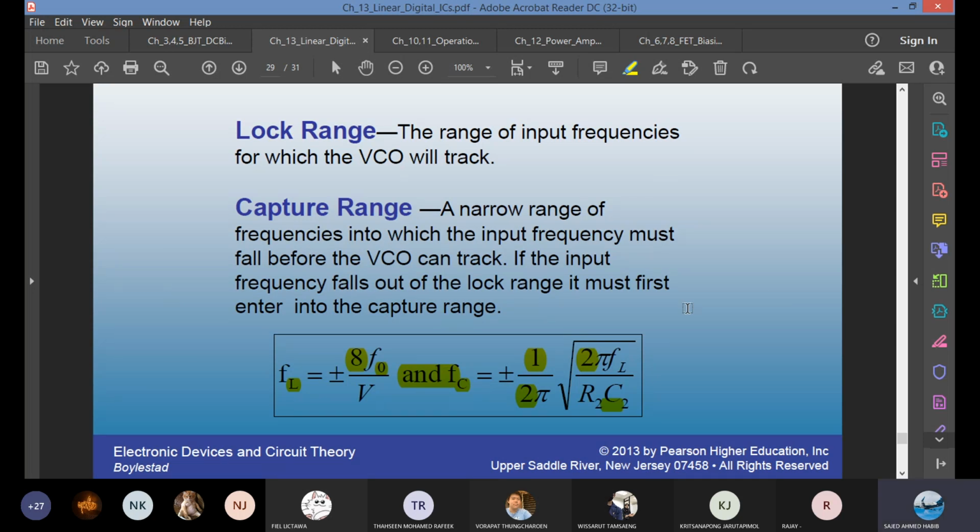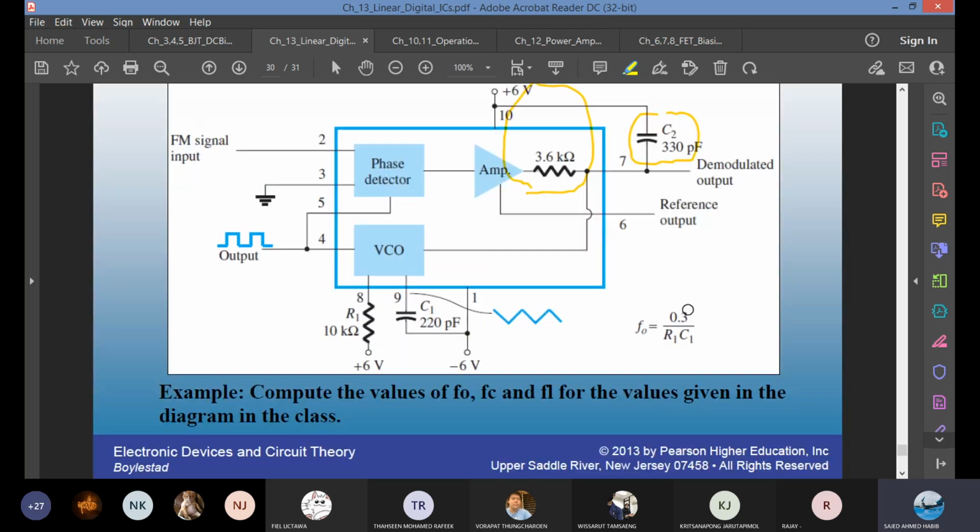It is not a single value. The frequency range that you find, FL or FC, is not a single value. It is a bandwidth. So from the center operating frequency, you take half of the bandwidth to the right and half of the bandwidth to the left. You will see the actual values of the frequencies which will let you lock and capture your input signal.